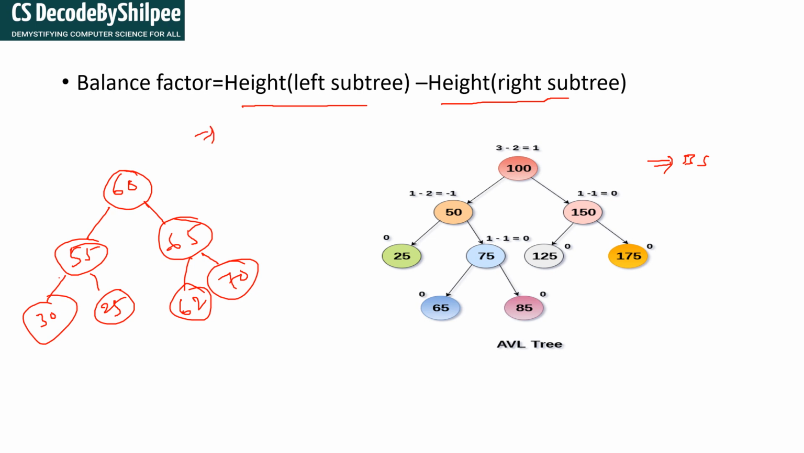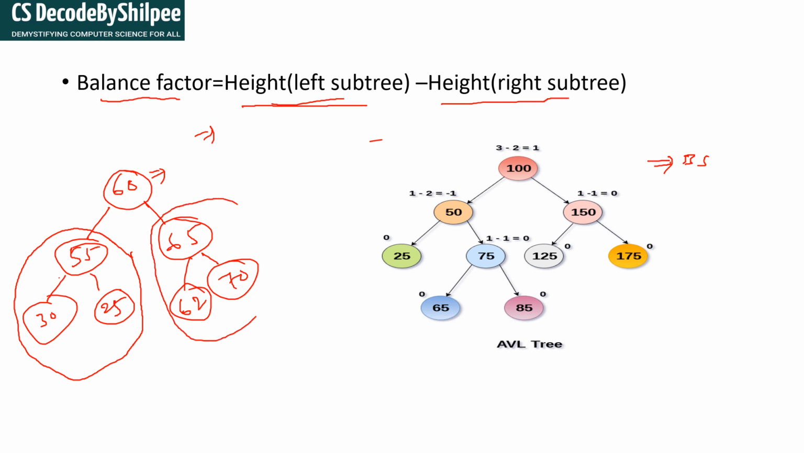Now this is a binary search tree. But what is the balance factor? Balance factor is the height of the left subtree minus the height of the right subtree. So if I am going to calculate the balance factor for 60, this is the left subtree and this is the right subtree. Right? So what is the height of this left subtree? Height is 1, and there is a formula that the height of the left subtree plus 1 is the height of this 60, right?